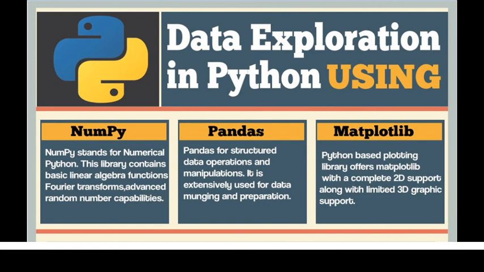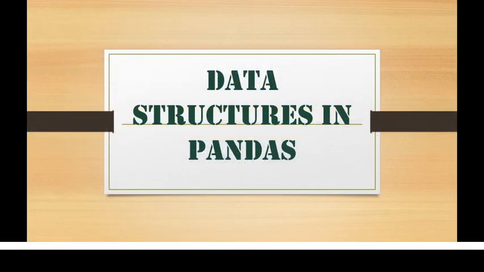Again, to summarize, NumPy stands for numerical Python. This library contains basic linear algebraic functions, Fourier transformations, advanced random number capabilities. And what is pandas? Pandas is for structured data operations and manipulation. It is extensively used for data merging and preparation. Matplotlib, on the other hand, is a Python-based plotting library which offers complete 2D support along with limited 3D graphic support.